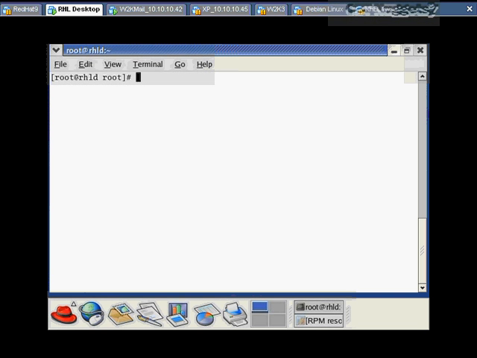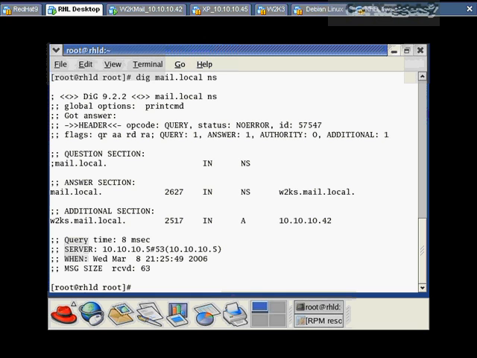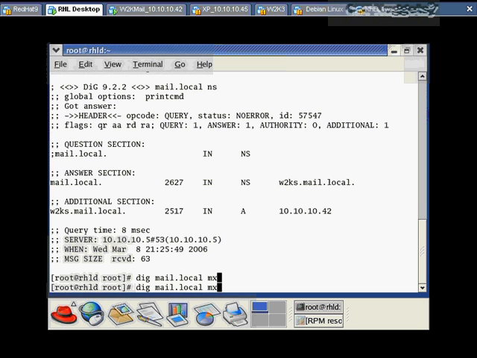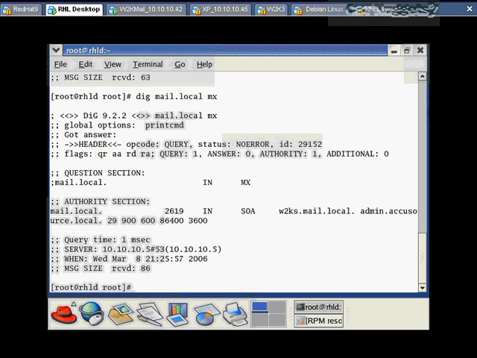Now, if you prefer to use Linux tools, then of course you can go to a command prompt and just use your other commands. You want to do a dig against a specific domain, mail.local, what the name servers are, tells me what the name server is. The name server is identified as w2ks.mail.local. You could do a similar thing to find out the MX records. Okay, there's my MX record, again the same server in this case, but it would identify any of the MX records I had.